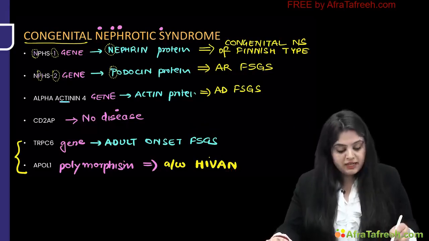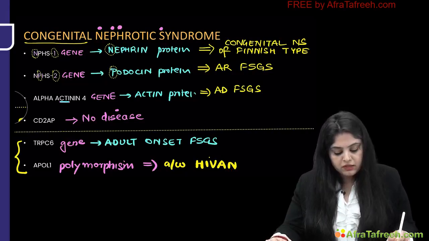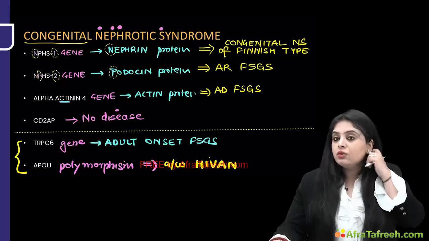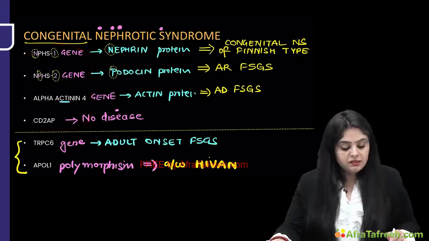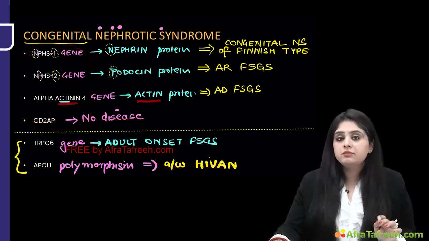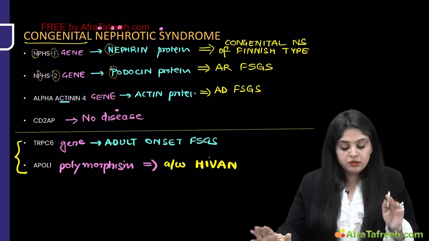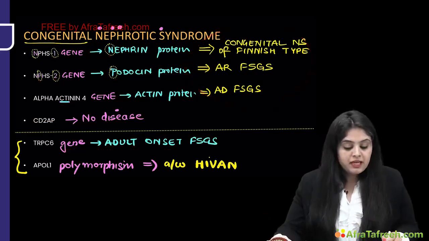Now, having said that, how am I going to make you learn it? Obviously I'm not going to leave you somewhere in this ocean on your own. So first of all, everyone, have you learned the genes and their proteins? CD2AP I don't have to worry about, forget it. Actin is telling me actin protein. NPHS1 is telling me nephrin. NPHS2, the second alphabet, is telling me podosin. The proteins I have learned. I just have to know about the diseases.